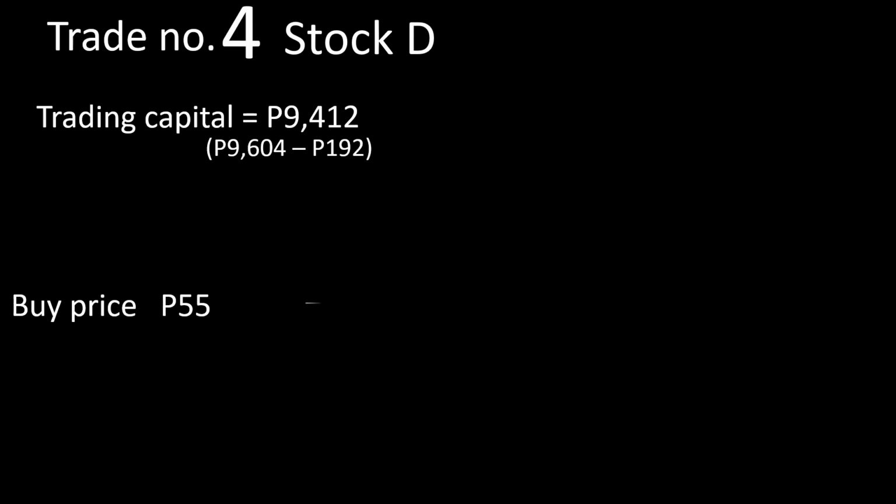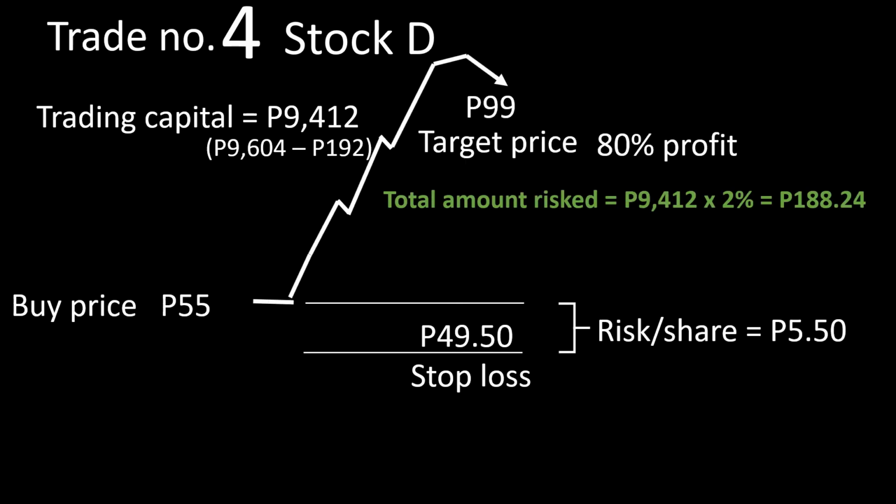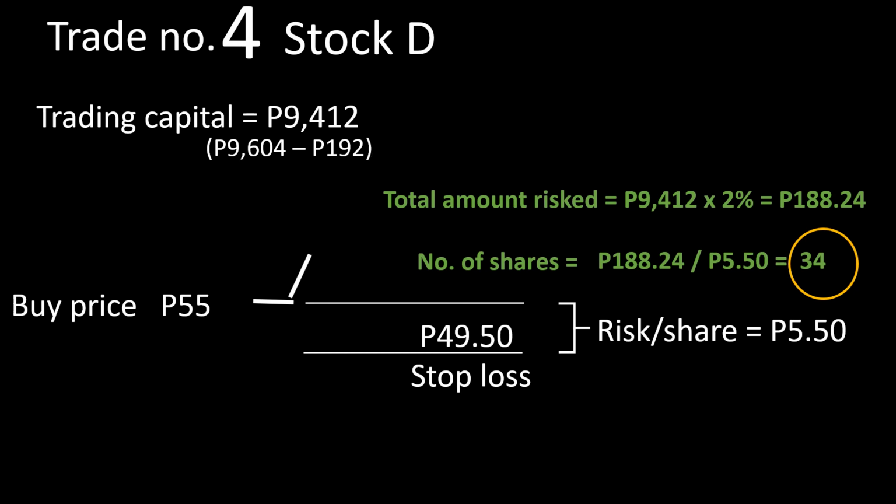So we continue to trade. Now we buy stock D. It sells for 55 pesos per share using part of your remaining trading capital of 9,412 pesos. Using the given stop loss level of 49 pesos and 50 centavos and the 2% exposure to risk, we are able to compute the number of shares to buy to be 34. Now, this trade number 4 turned out to be another loser. So when it touched your stop loss level of 49.50, you sell.